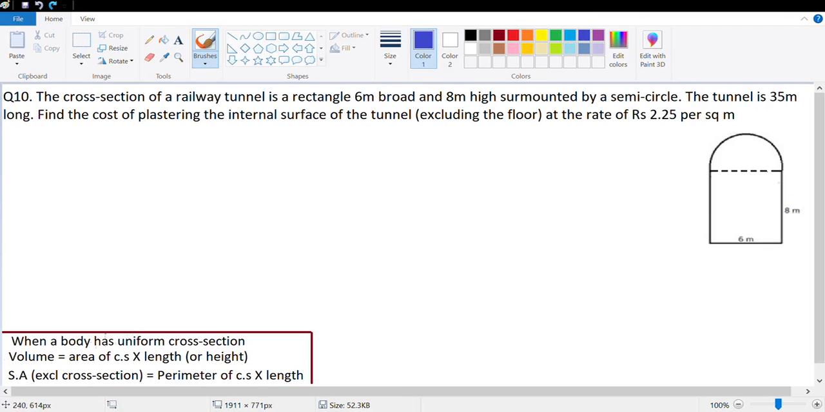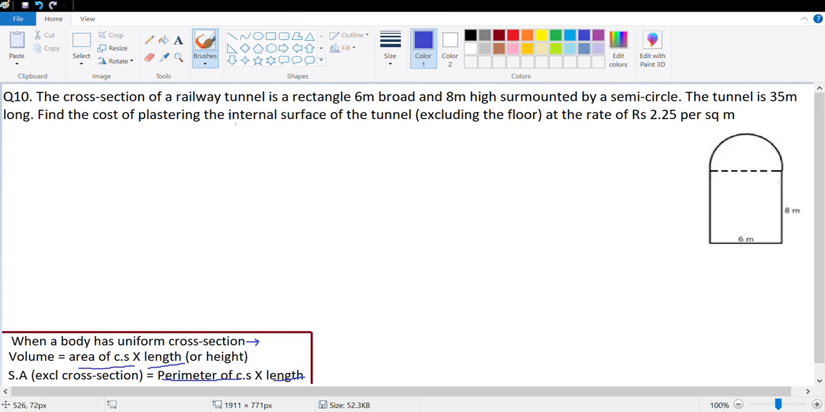Before we start, let's quickly revise a formula that we've done in class 9. If you have a body with uniform cross section, its volume will be equal to the area of the cross section multiplied with the length or the height, depending upon how you keep it, horizontally or vertically. And if you want to calculate the surface area of that body with uniform cross section, it will be equal to the perimeter of the cross section multiplied with length. Here the surface area does not include the area of the cross section. Perfect. Now let's look at this question and see how we can apply this.